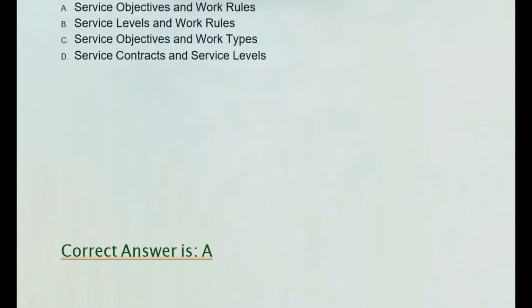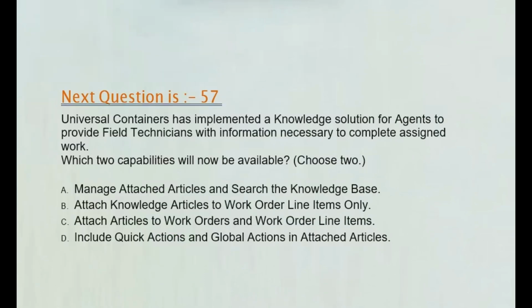Correct answer is option A. Question is Universal Containers has implemented a knowledge solution for agents to provide field technicians with information necessary to complete assigned work. Which two capabilities will now be available? Option A. Manage attached articles and search the knowledge base. Option B. Attach knowledge articles to work order line items only. Option C. Attach articles to work orders and work order line items. Option D. Include quick actions and global actions in attached articles.